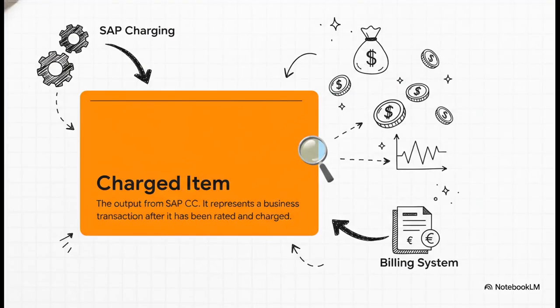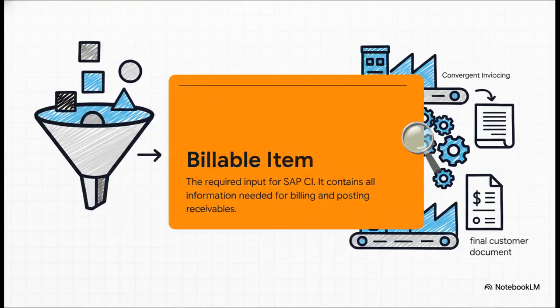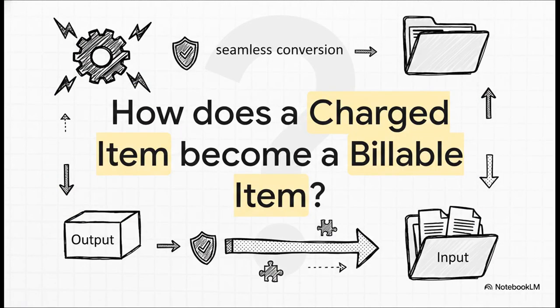A charged item is the final product that comes out of Convergent Charging. You can think of it as a little data packet that represents a business transaction after it's been fully priced. This is the information that needs to get sent over for billing. And on the other side of the fence, you have the billable item. This is what Convergent Invoicing is waiting for. It's the very specific data structure, the raw material, if you will, that it needs to actually build the final customer invoice. So you can see the dilemma, right?